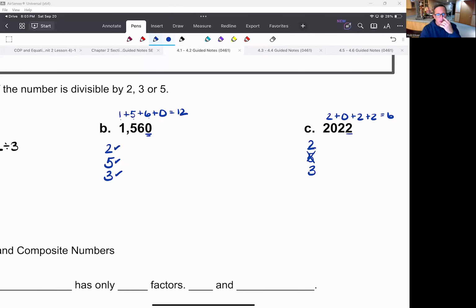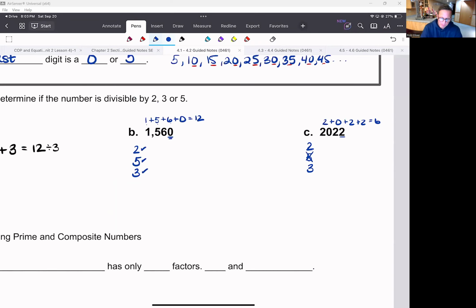You could always just divide the numbers by 2, 5, or 3 and see what you get. But divisibility rules are made to be a quick check, almost like a shortcut, where in many cases you can just look at the number and go, oh yeah, it ends in this digit, so it's divisible. Or I can add up these numbers really quick and see it's divisible by 3.